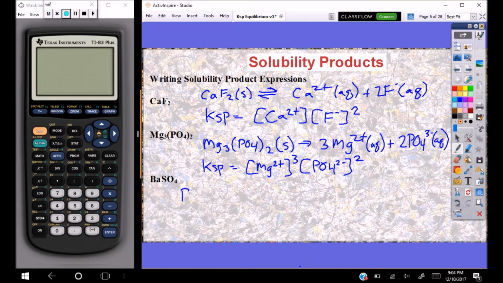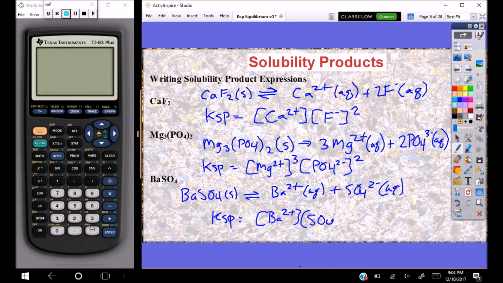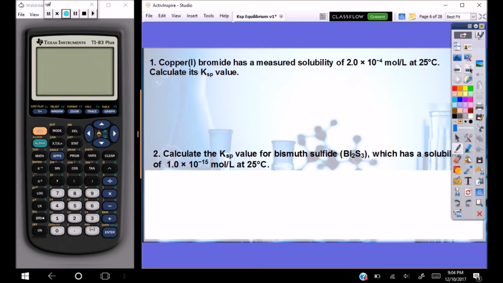Okay. We can break down barium sulfate in a similar fashion. We have our solid, we've got barium 2+, that's aqueous, and we end up getting Ksp equal to barium 2+ and my sulfate 2-, just like that. Pretty easy.